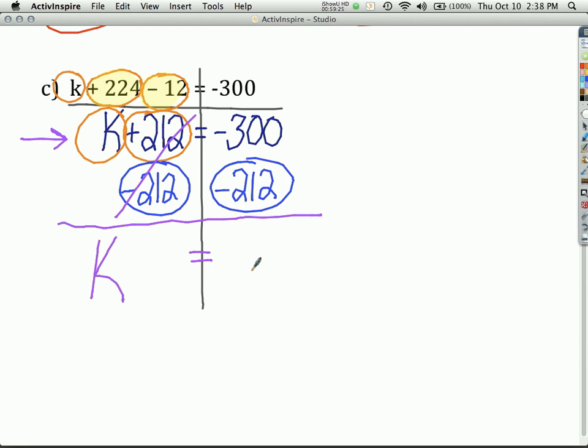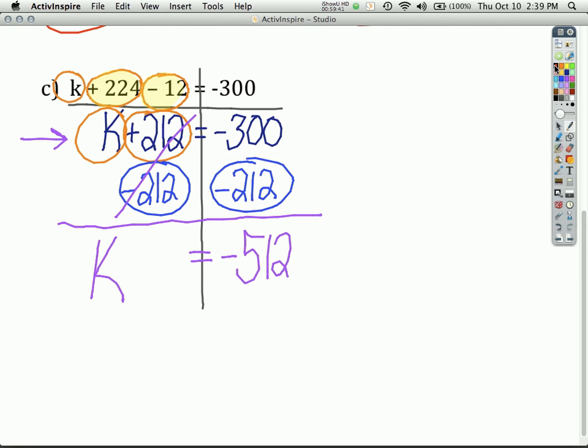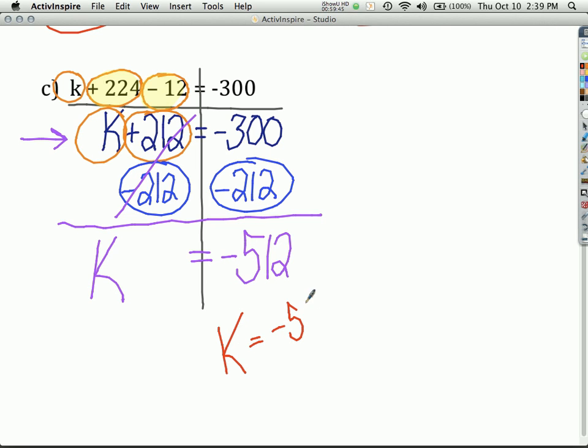What do we get as a result of that? Yadesh? Unfortunately, you do not get negative 88. Joali? Negative 512. So we get k equals negative 512. Comments or questions on how that was done?